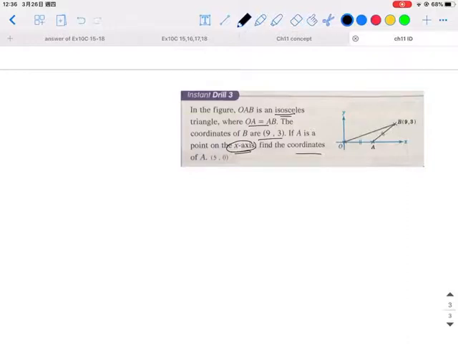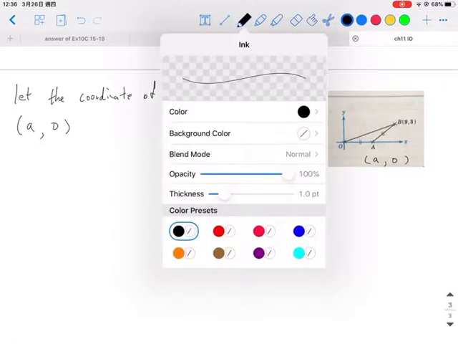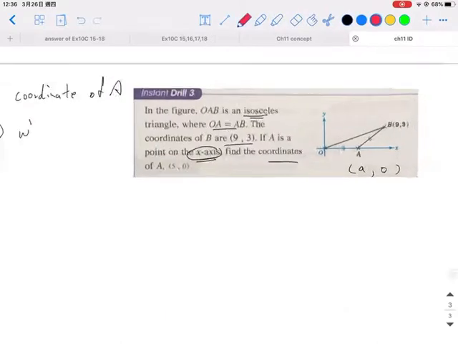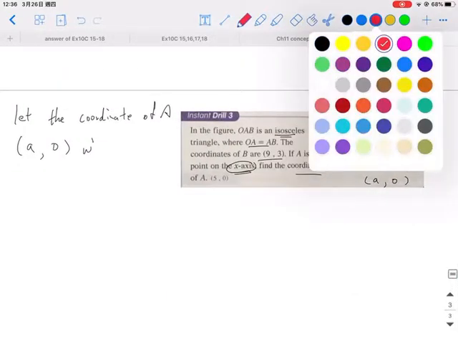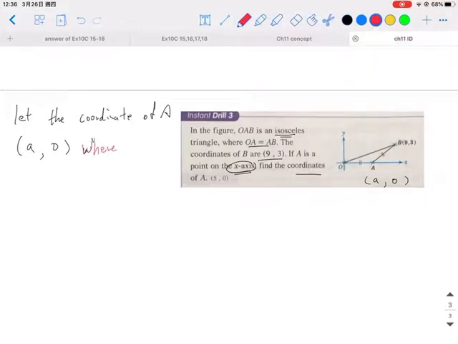Because A is on the x-axis, the y coordinate must be 0, so let the coordinates of A be (a, 0). You need to pay attention: I need to write down one more sentence to make it clear, where a is positive, because A is on the right hand side of O. So it must be positive.